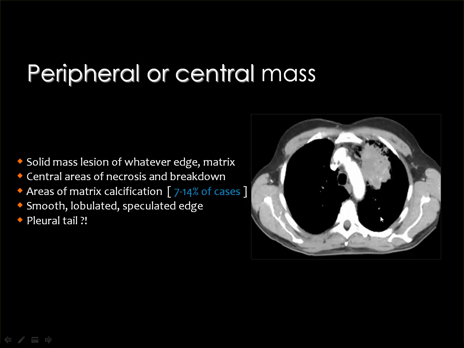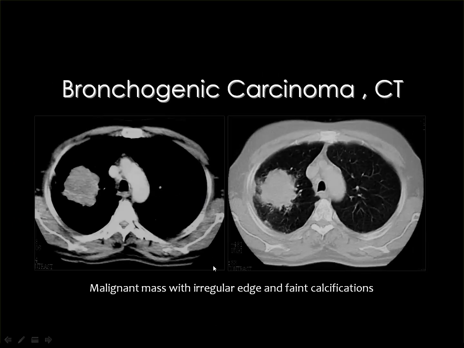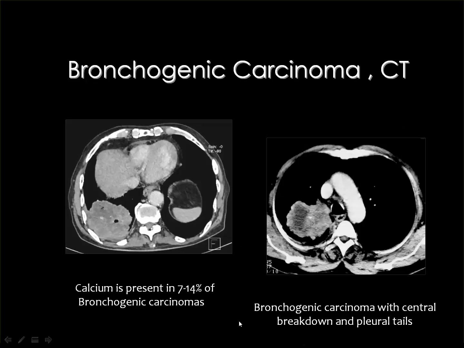A mass of whatever age and whatever density, like heterogeneous density, the presence of calcium, a solid mass in the lung of an adult should be considered a bronchogenic carcinoma until proved otherwise. And this is a good example of a bronchogenic carcinoma in the right upper lobe. And you may see some of the speculated margin, which is not important in cases of masses.